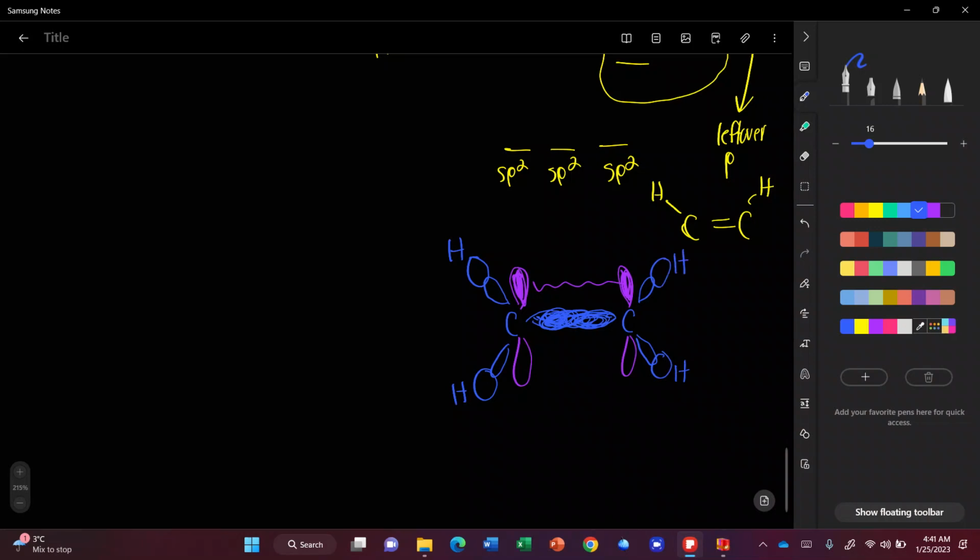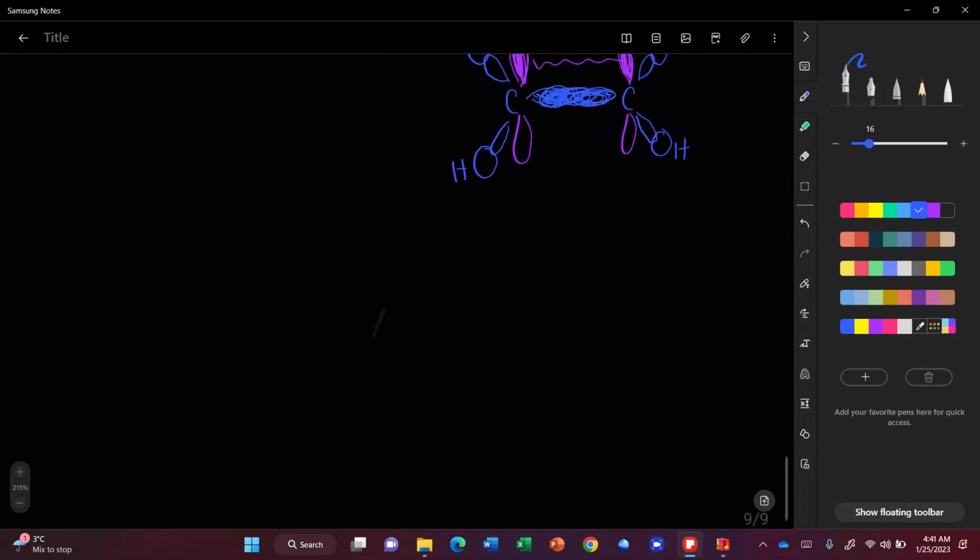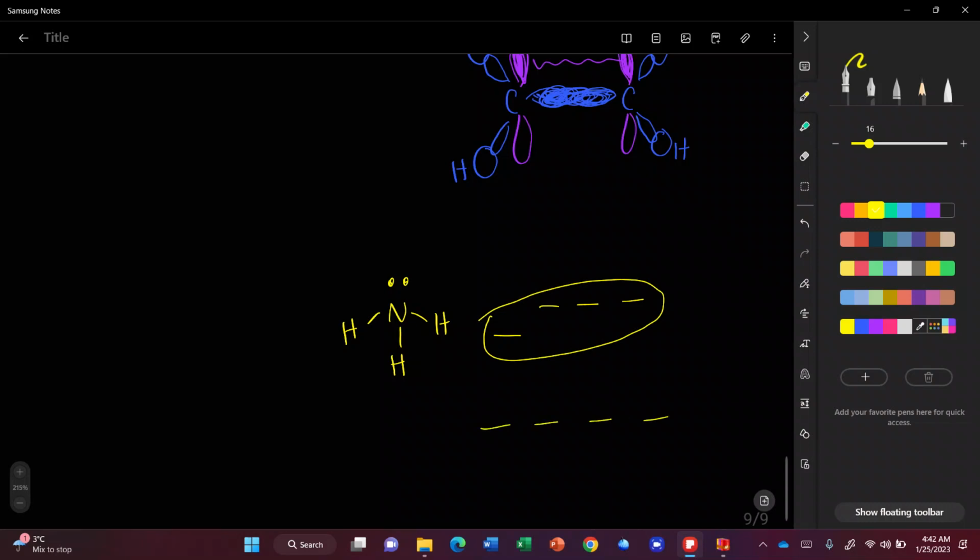So that's how you get the bonding in there, alright? And then last, but certainly not least, if I have a molecule like ammonia, we know that it would be sp3. Obviously, if I am sp3 hybridized, it means that I took the s and all three of the p's and turned them into 4 sp3 orbitals.